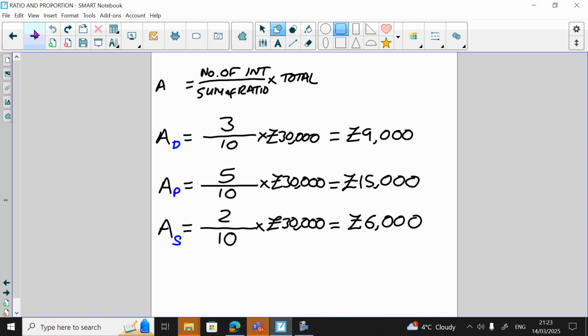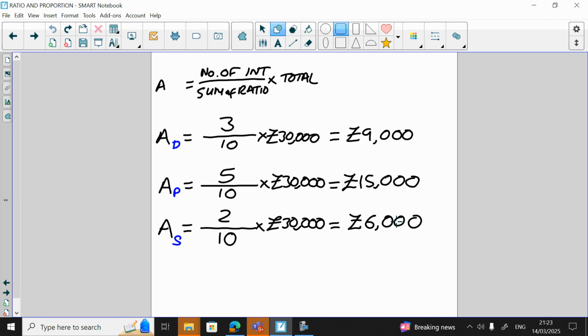So they look like nice numbers. So does that seem okay? Well, the 5 seems the biggest ratio number, and 15,000 seems the biggest amount. So that 2 is the lowest number, and 6,000 is the least amount. 3 is in the middle-ish. So 9,000 is the middle-ish number.